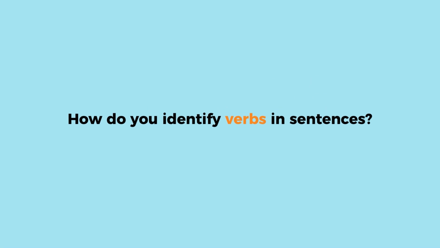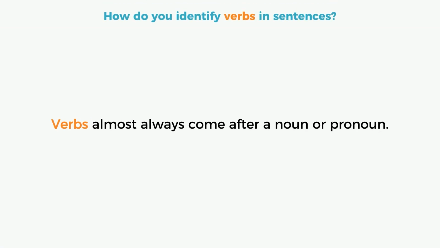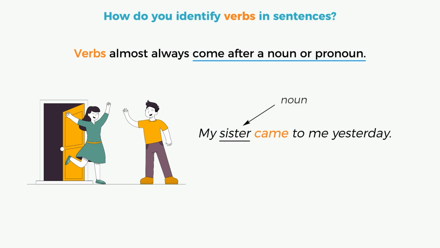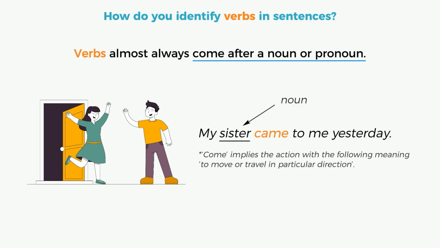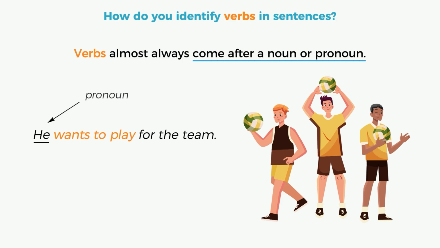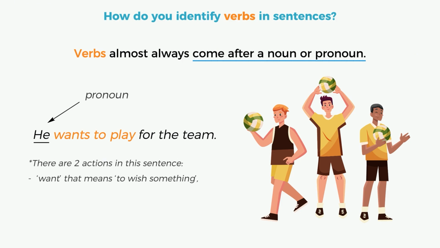How do you identify verbs in sentences? Location is a clue. Verbs almost always come after a noun or pronoun. My sister came to me yesterday. Come implies the action with the following meaning: to move or travel in a particular direction. He wants to play for the team. There are two actions in this sentence. Want, that means to wish something. Play specifies what exactly he wants.